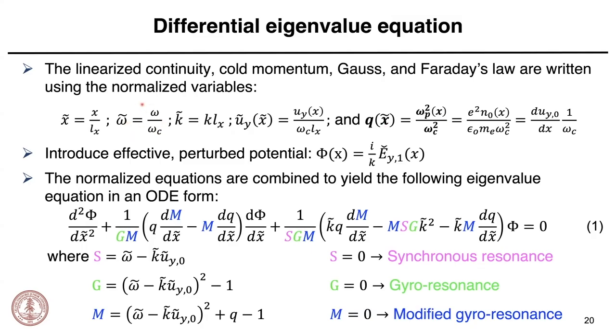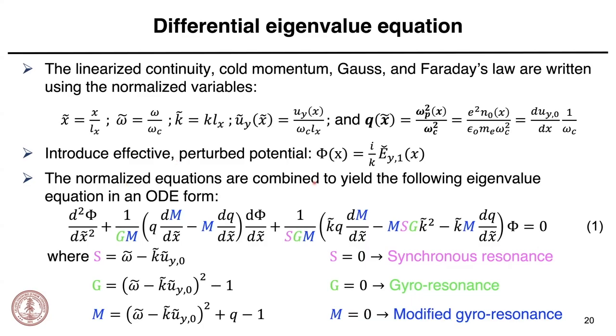One important normalization to keep note of is that all the frequencies will be normalized by the gyro frequency. And this parameter Q that I'm going to be using, which is a common parameter to use, is plasma frequency squared over gyro frequency squared. That's essentially just a normalized electron density. This will also be important to keep note of. That Q is essentially normalized density, but it's this ratio.